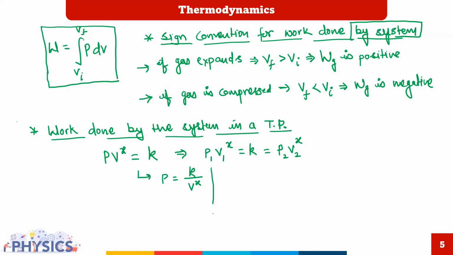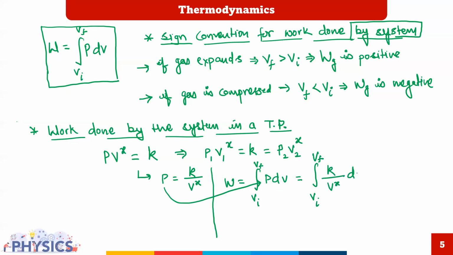Now, if P is equal to K divided by V^X, what will be the work done by the gas? Work done by the gas will be the integral from V initial to V final of P dV. Instead of P, I can replace this value of P in this equation. So what will I write? Integration from V initial to V final of K divided by V^X dV. So this is the integration.